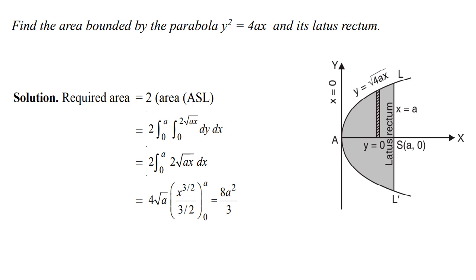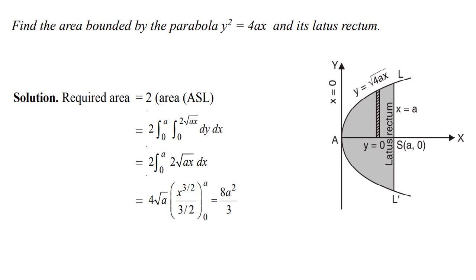So as per the figure, the limits for the outer integral are 0 to a, and the limits for the inner integral are 0 to 2 root of ax. So now first I'm going to integrate the inner integral, that is with respect to y. So it will be given as 2 integral of 0 to a, y with the upper limit 2 root ax and the lower limit 0. So when I apply the upper and the lower limit in the place of y, I will be getting 2 integral of 0 to a, 2 root of ax dx.